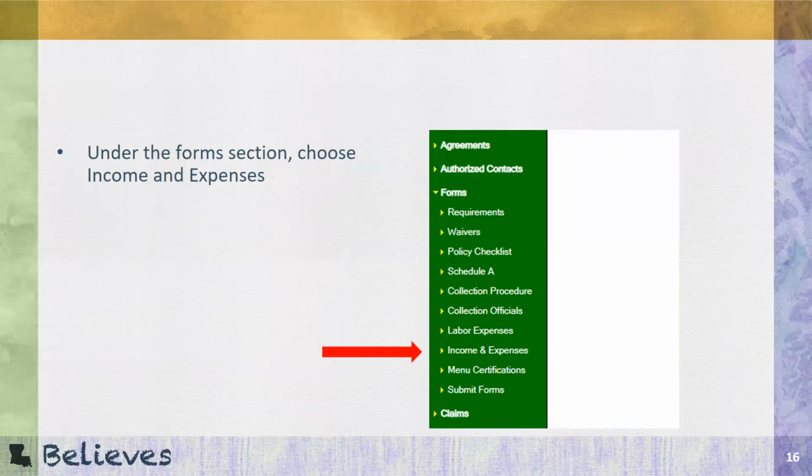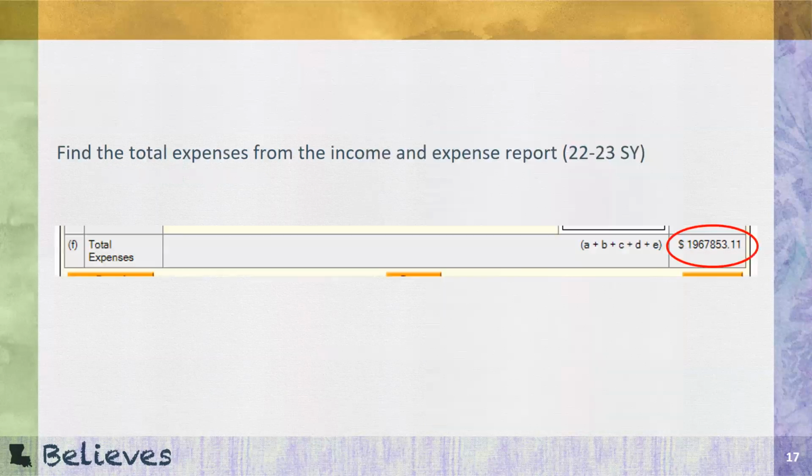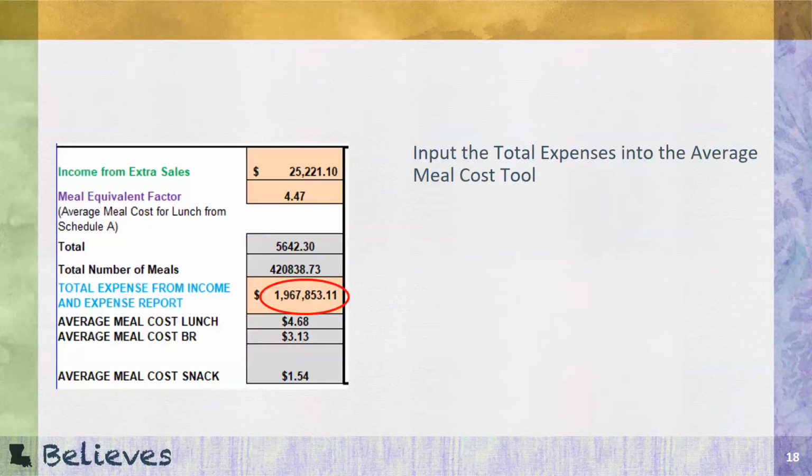The next data you will need to complete the tool is the total expenses from Income and Expense Report for the 22-23 school year. To find this, look on the left-hand side of the screen, click on the Forms section, and then click on Income and Expenses. Find the total expenses from the Income and Expense Report for the 22-23 school year. And then input the total expenses into the average meal cost tool.